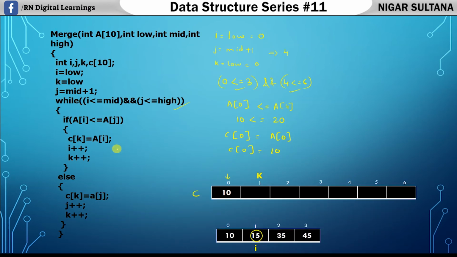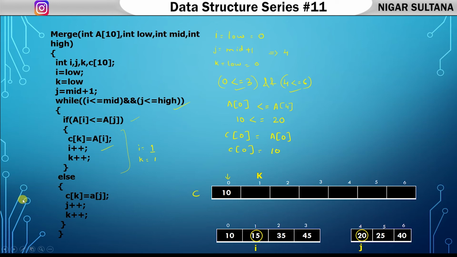See, i has been incremented. The value of i was 0, now it has become 1, and k was 0, now it has become 1. J will be as it is. Now we are not using this part because this condition was already true, so we have executed this part. Now again, after executing this part, we need to check the while condition again.